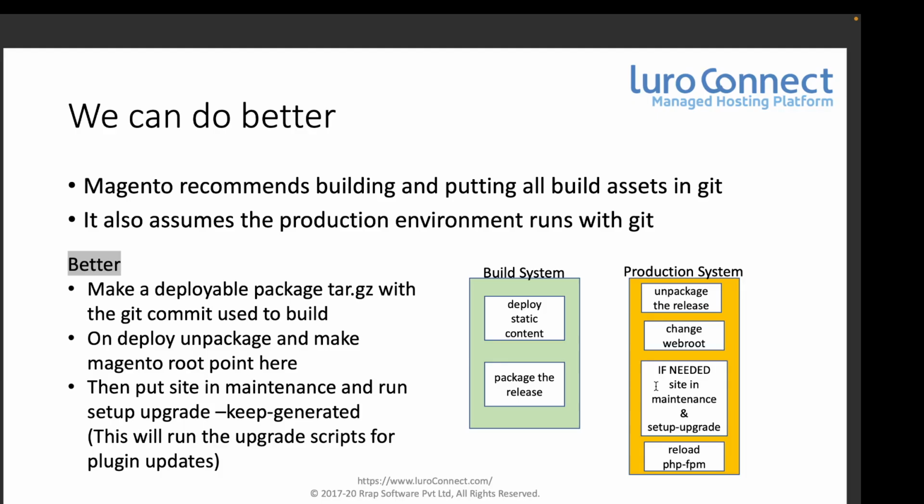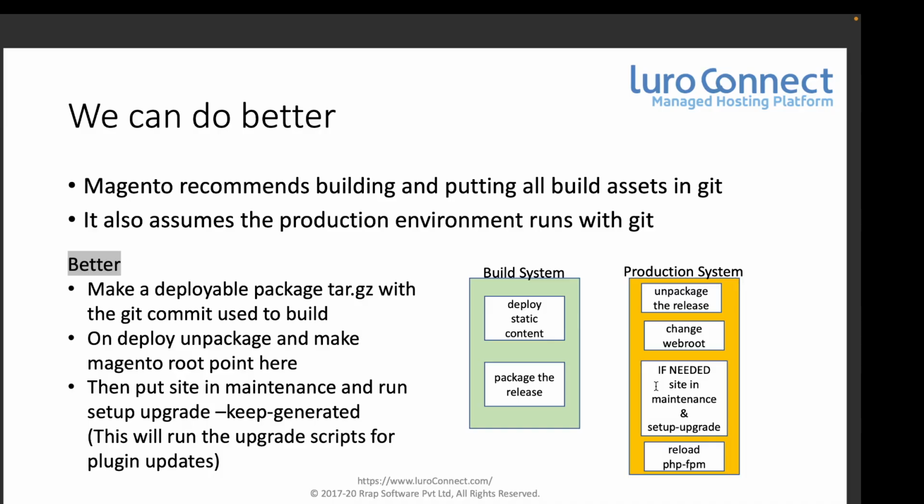We run setup upgrade with the keep generated flag. That makes sure that the generated and the var view preprocessed folders are not deleted. And then we reload the PHP FPM. So basically, you do a build, it generates an artifact, you move the artifact to production or staging, you select the artifact, and then you do a deployment. When you do a deployment, we unpackage the release and go through these steps. And that's what gives us the zero downtime.